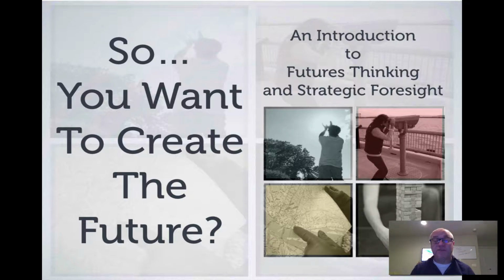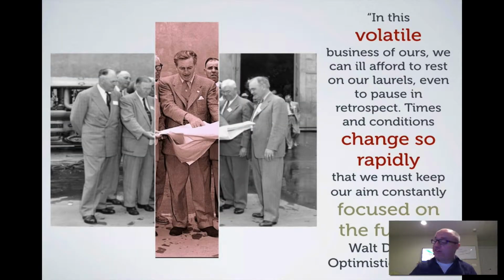So let's go ahead and go to the next slide, which is the slide that you've seen many, many times of Walt Disney. Of course, as we said in the notes here, he's standing in Anaheim in this picture with some of the local leadership. The mayor of Orange County is in the picture here somewhere. I can't remember which one he is. And they are discussing plans for the soon-to-be-built Disneyland in 1955. And of course, you have the powerful quote from Walt here about a volatile business of ours and things changing so rapidly that we need to keep our aim focused on the future.